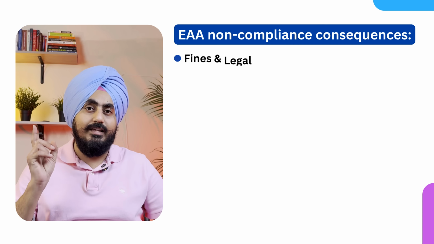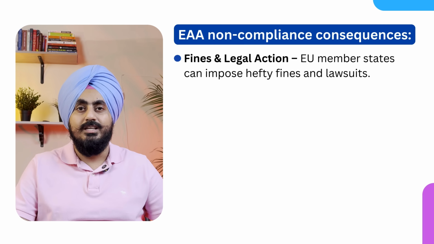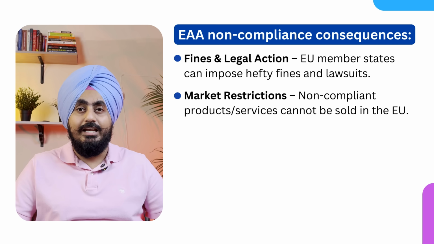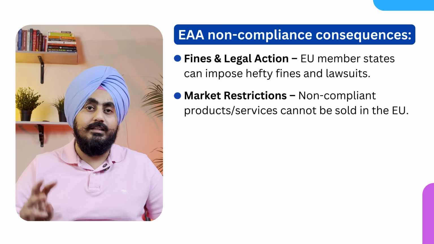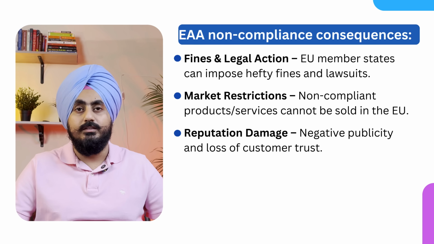If a company is not compliant with the European Accessibility Act by June 28, 2025, it can face serious consequences, including but not limited to fines and legal actions. EU member states can impose hefty fines and lawsuits. Second, market restrictions: non-compliant products or services cannot be sold in the EU. And third is reputation damage, negative publicity, and loss of customer trust. If you don't have an inclusive application, it excludes millions of potential users who need accessible products.